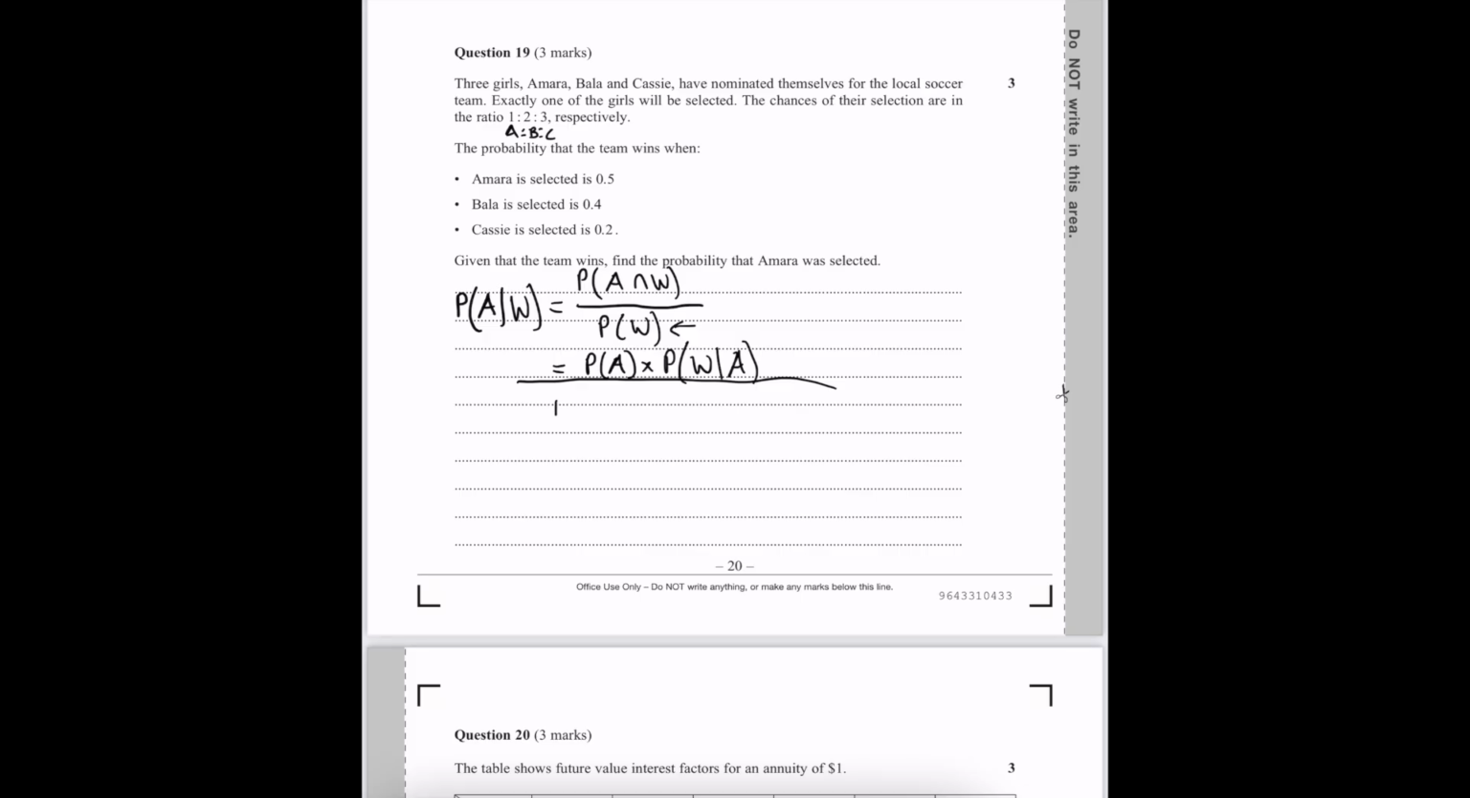So that means the probability of winning is the probability that Amara gets selected times the probability they win given Amara is selected, plus the probability that Bala is selected times the probability they win given Bala is selected, plus the probability that Cassie is selected times the probability they win given Cassie is selected. Let me just extend the denominator there. And that is essentially the formula that is going to describe our probability.